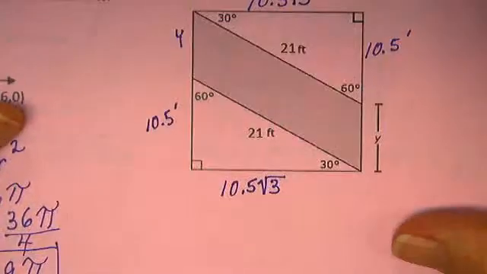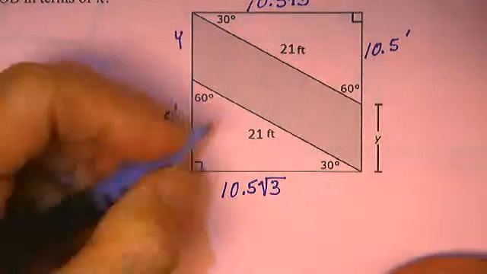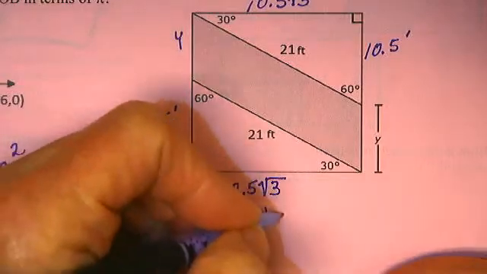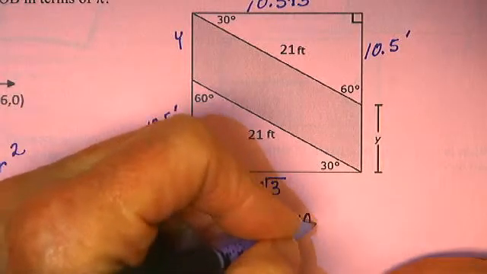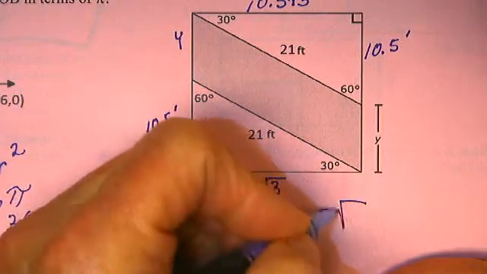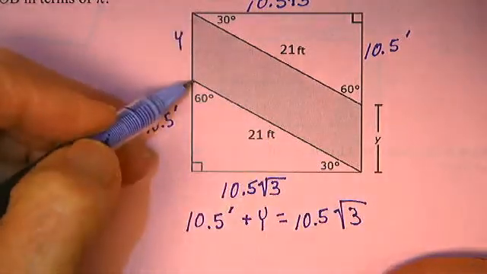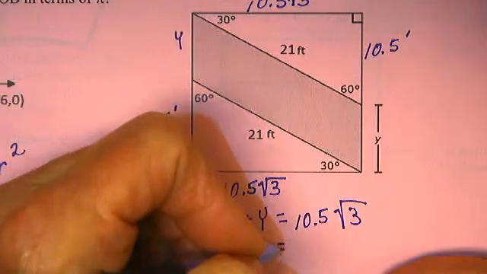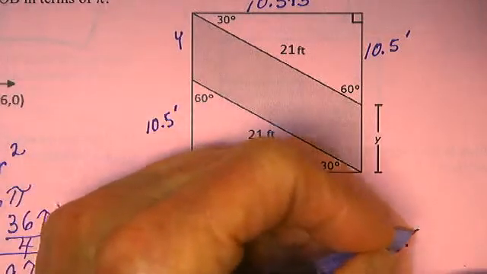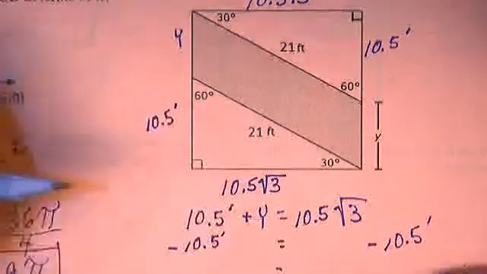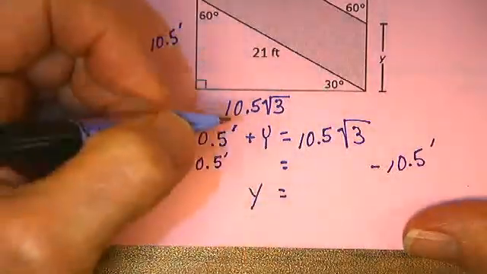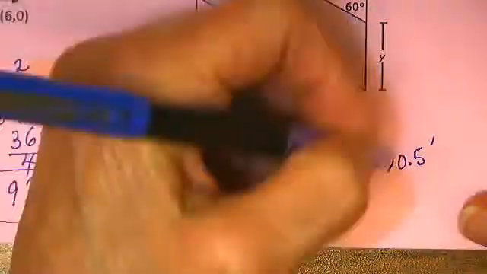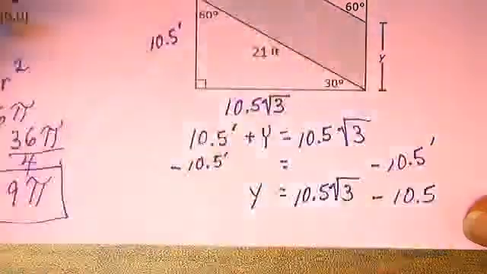So how are we going to write that? Let's see. 10.5 feet plus y is equal to 10.5 times the square root of 3. If I want y by itself, I subtract 10.5 from both sides, and I get y equals 10.5 times the square root of 3 minus 10.5.